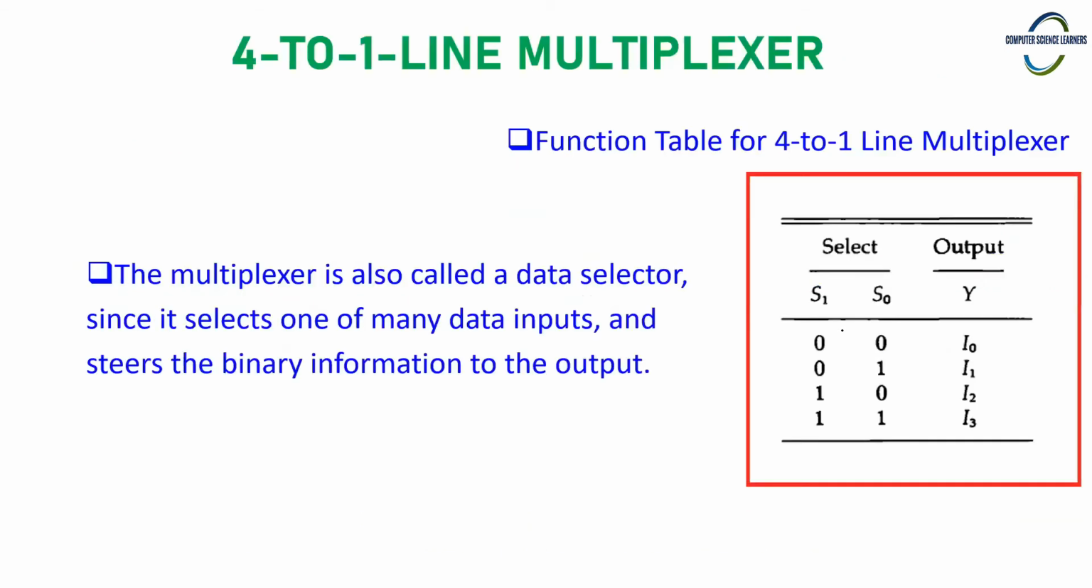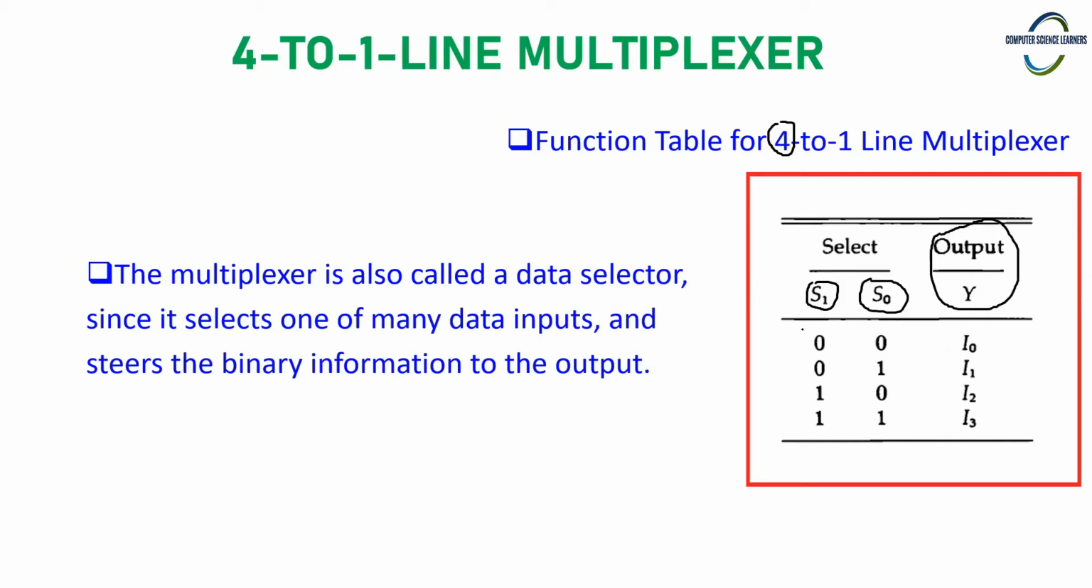This is an example of a 4 cross 1 multiplexer. Here you can see we are having a multiplexer of 4 cross 1. 4 is basically 2 raised to the power 2, so here we have 2 select lines, S1 and S0, and 4 input lines. A single output will be there, let us call it Y.